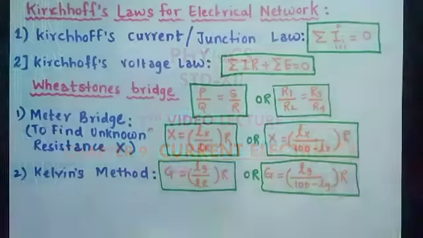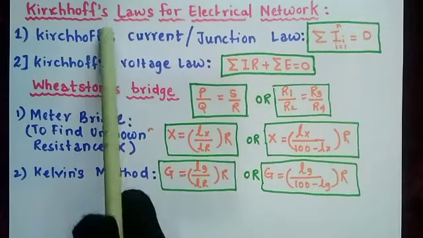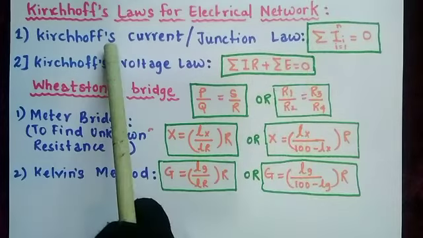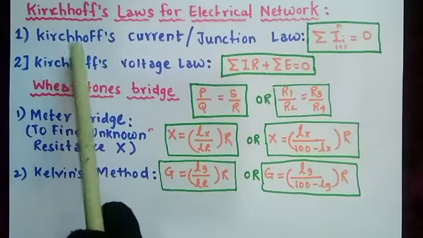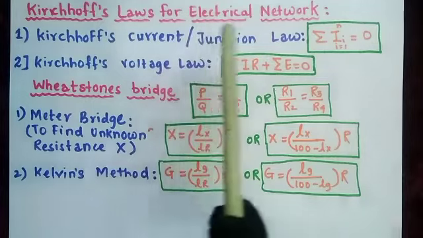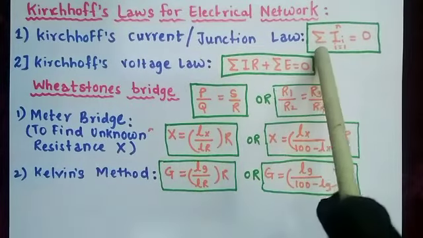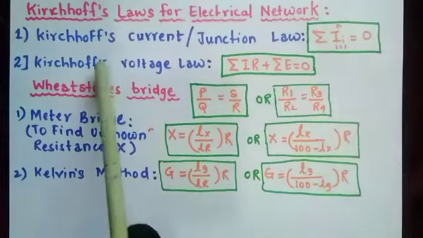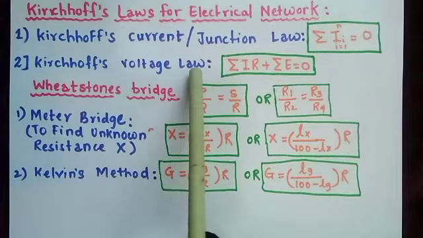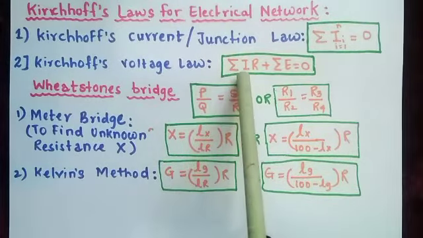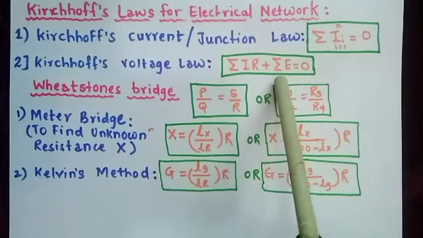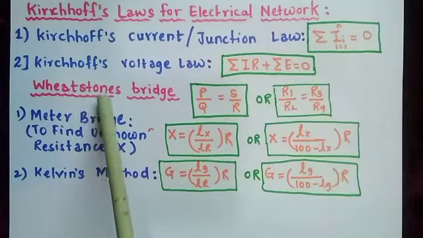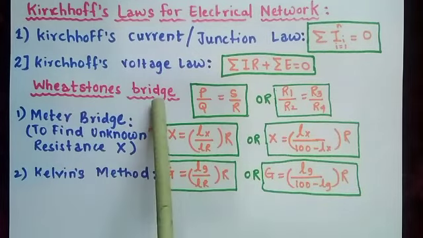In the very first lecture, we studied Kirchhoff's laws for electrical network. There were two laws. Law number 1 is called Kirchhoff's current law or junction law, that is summation of I is equal to 0. The second law, Kirchhoff's voltage law, is summation of IR plus summation of EMF is equal to 0. Then we studied the Wheatstone bridge.